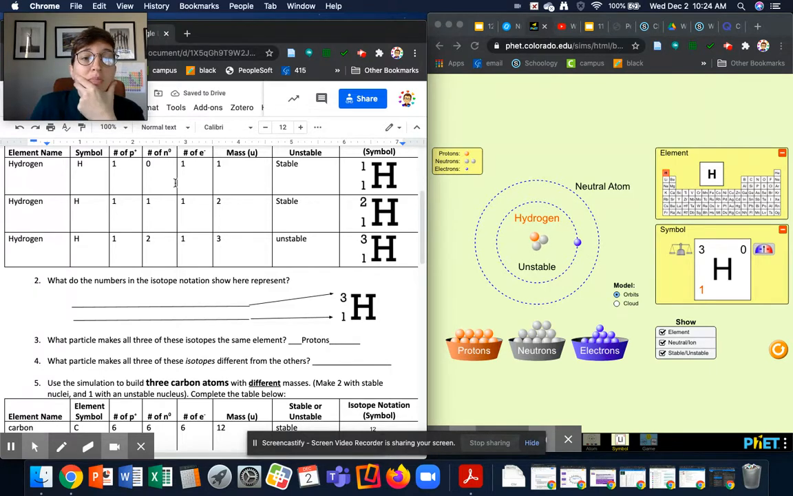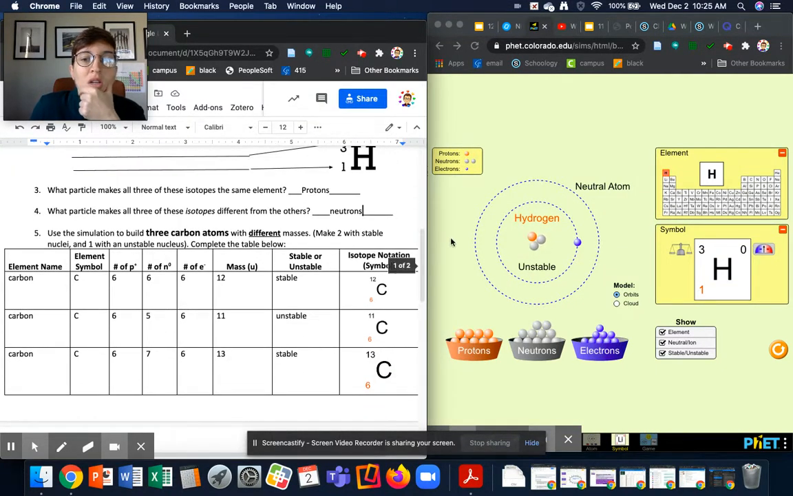Right? Protons tell us what element we have, the amount of protons. What particle makes all three of these isotopes different from the others? Okay, what did we change between all these? These all stayed 1, these all stayed 1, but we changed the number of neutrons. Okay, we changed the number of neutrons. All right.